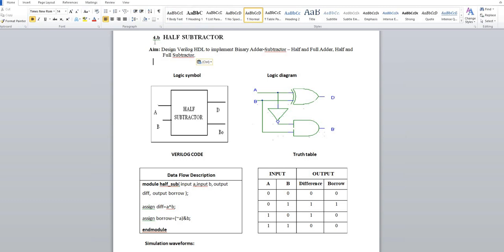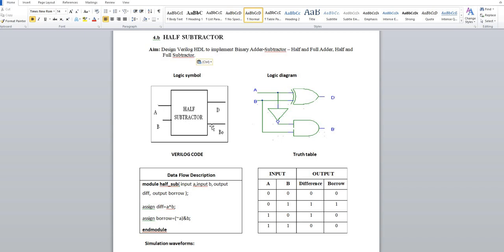So today we are going to take up experiment number 4.B, that is a half subtractor. The aim of the experiment is to design a Verilog HDL code to implement the binary half and full subtractors. So here is the logic diagram in order to perform the half subtractor.